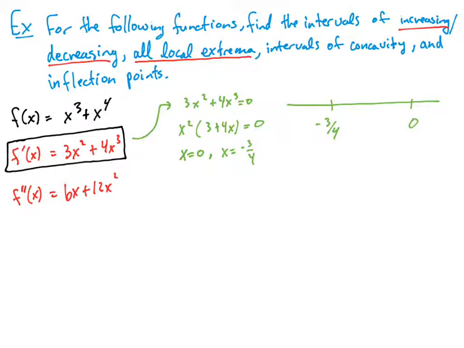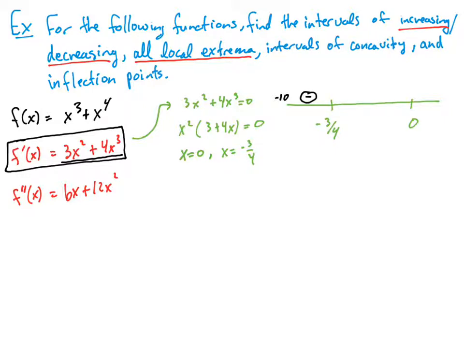Okay, so testing a number to the left of negative 3/4, how about negative 10? Substituting that in over here, negative 10 cubed is negative 1,000 times 4 is negative 4,000. That'll keep the first derivative negative. So this will be a negative interval here.